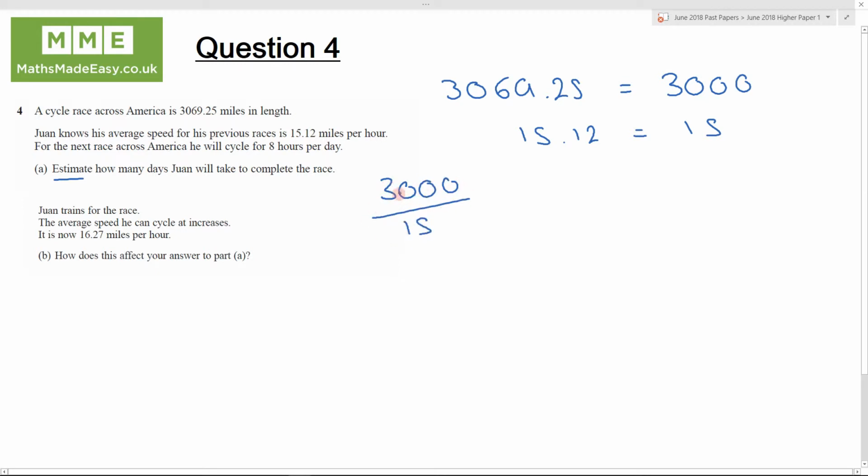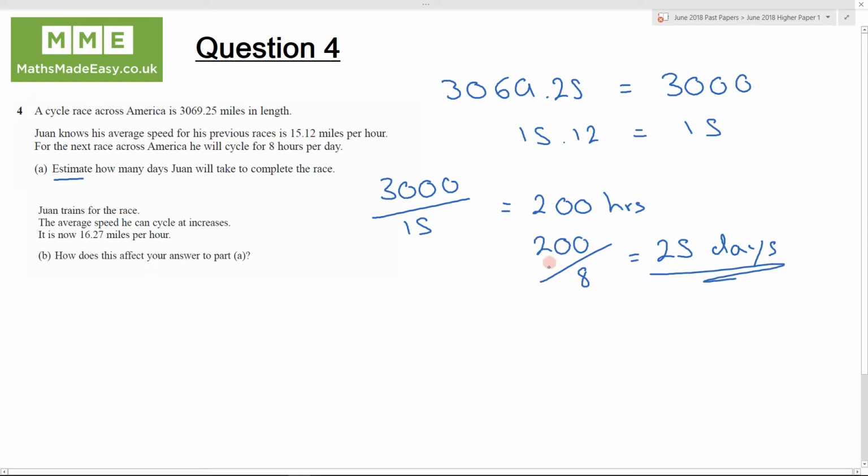So we know that 30 divided by 15 equals 2, with 2 extra zeros. So that would be 200 hours. Okay, now we have to work out how many days. So he cycles for 8 hours a day. So we just do 200 divided by 8. We know that there are 25 eights in 200, so that would be 25 days. Okay, so we know that the estimate for the number of days he takes would be 25.